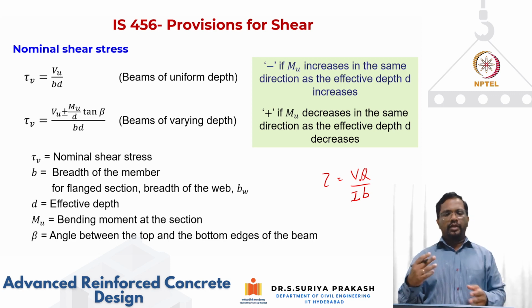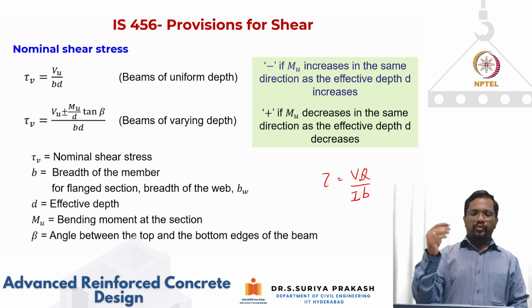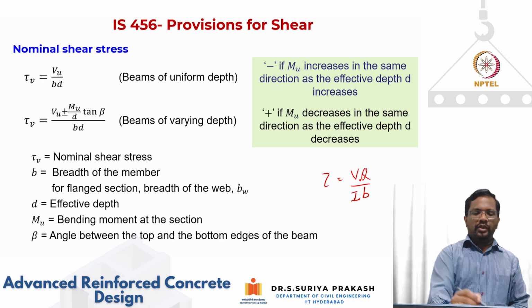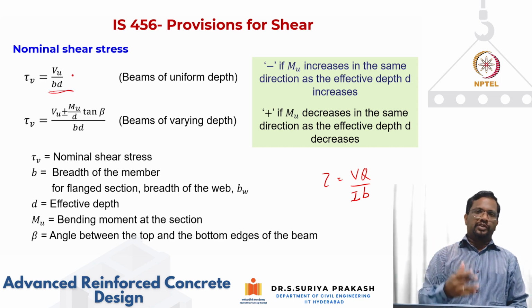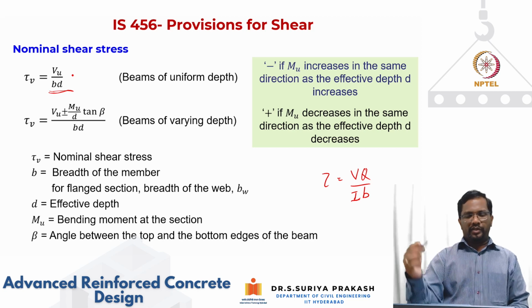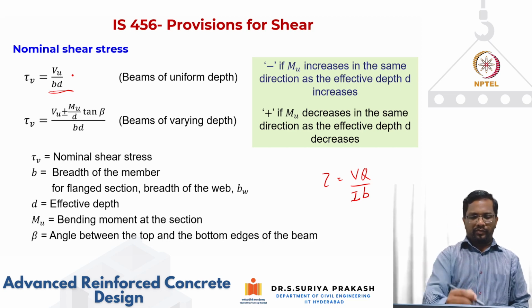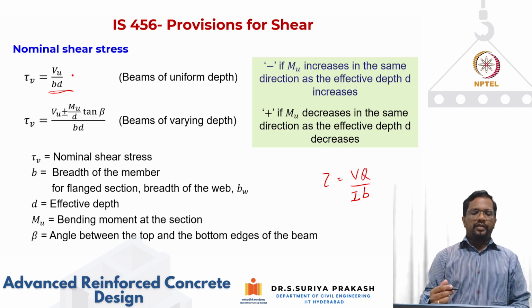The code is saying that, okay, don't worry about the exact shear distribution. You calculate the nominal shear stress in an average sense. If you know the shear demand, you divide by the breadth and the effective depth of your member, then you get your nominal shear stress.